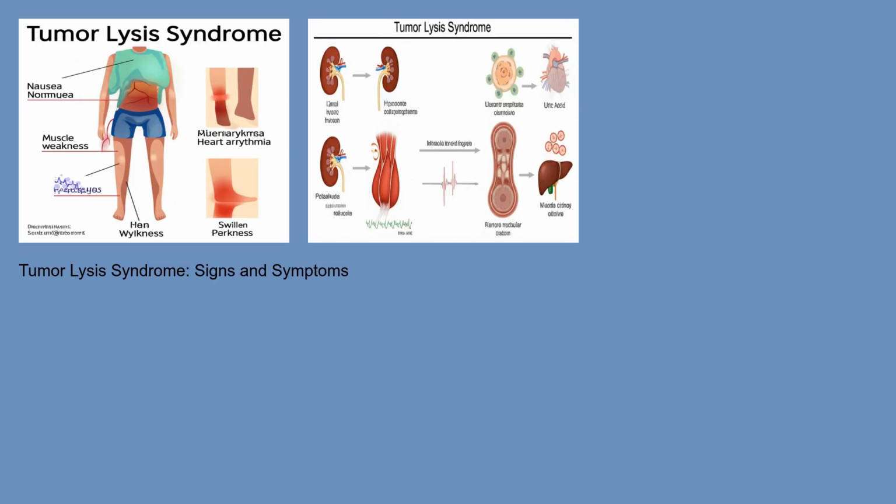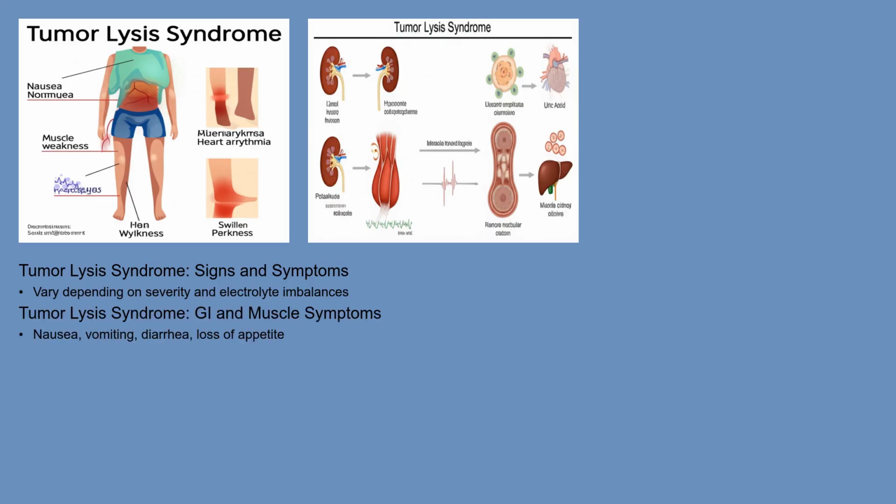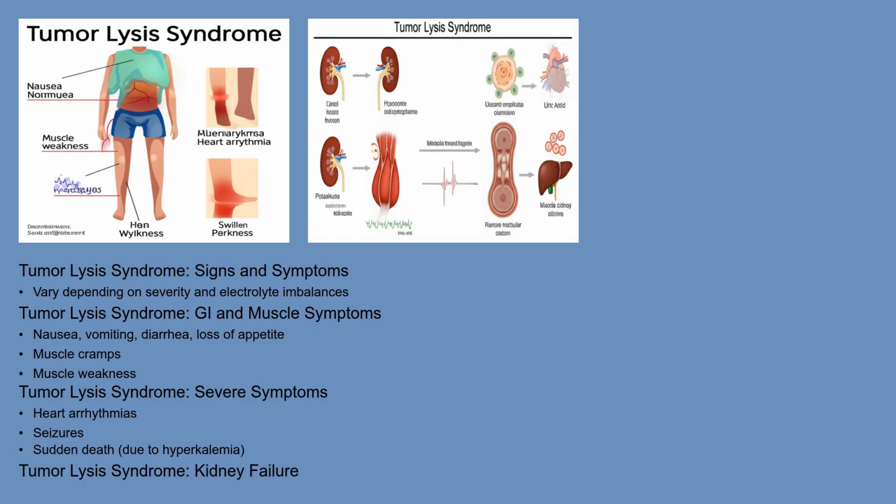The signs and symptoms of tumor lysis syndrome can vary depending on the severity and the specific electrolyte imbalances. Some patients may experience nausea, vomiting, diarrhea, and loss of appetite. Muscle cramps and weakness are common due to electrolyte disturbances. More severe symptoms include heart arrhythmias, seizures, and even sudden death due to hyperkalemia. Kidney failure can manifest as decreased urine output, swelling in the legs and ankles, and fatigue. It's crucial to recognize these symptoms early to initiate prompt and appropriate treatment.